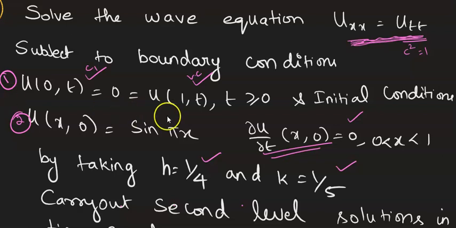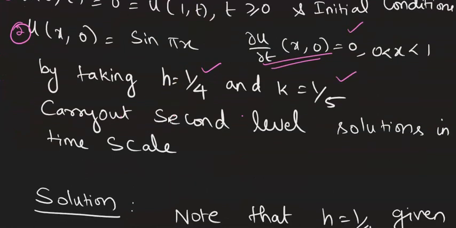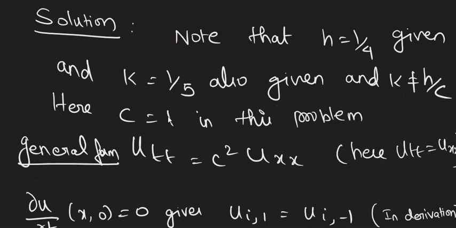Carry out second level solutions in time scale. I'll tell you what you mean by second level solutions. Now what are the observations? They have given k and h. Sorry, h is 1 by 4 and k is 1 by 5. So obviously k is not equal to h by c. How to deal with this problem? C is equal to 1, as I have already mentioned.